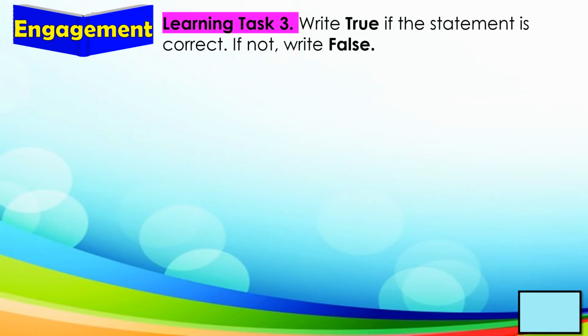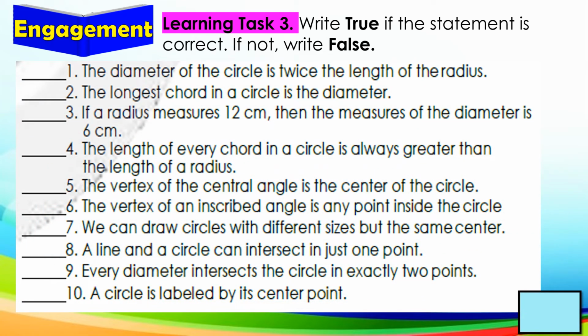Okay, for the engagement, for learning task 3, write true if the statement is correct. If not, write false. So for number 1, the diameter of the circle is twice the length of the radius. Number 2, the longest chord in a circle is the diameter. Number 3, if a radius measures 12 cm, then the measure of the diameter is 6 cm. Number 4, the length of every chord in a circle is always greater than the length of a radius.